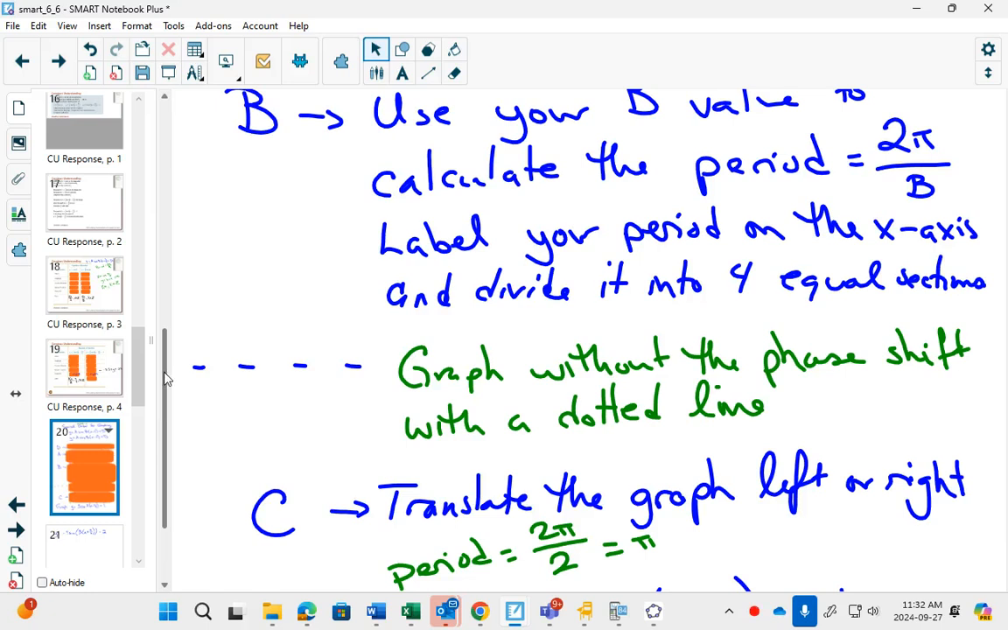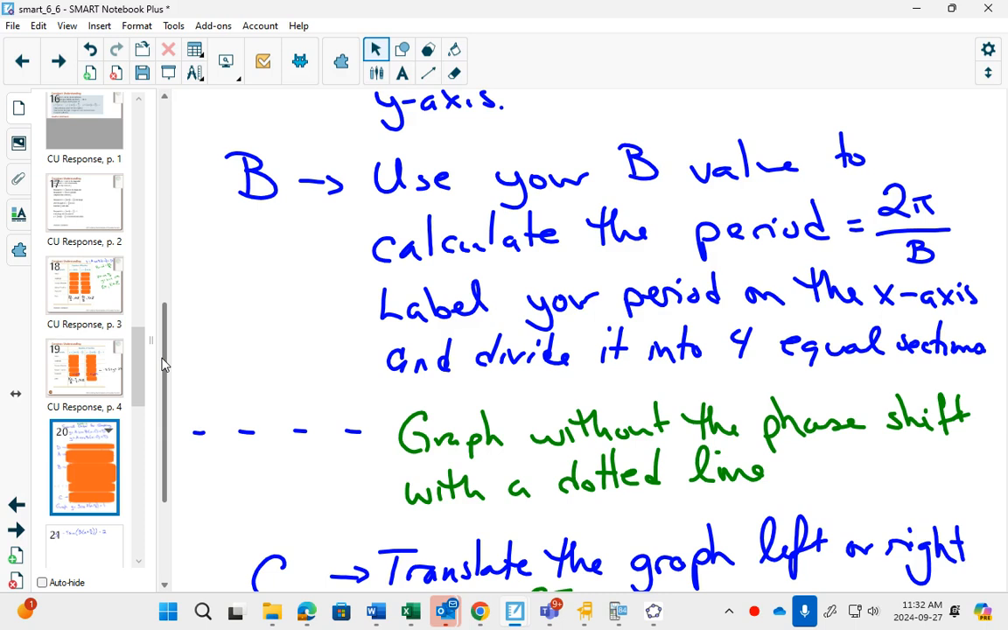So what we're going to do is use our C value to take that dotted graph and either move it left or move it right. And this will make graphing sinusoidal graphs relatively easy. There's DAB-C, that's 5 steps, but you can do all 5 of those steps on the same graph without having to show a lot of work, which is kind of nice. It's sort of like you do one thing that has 5 steps.